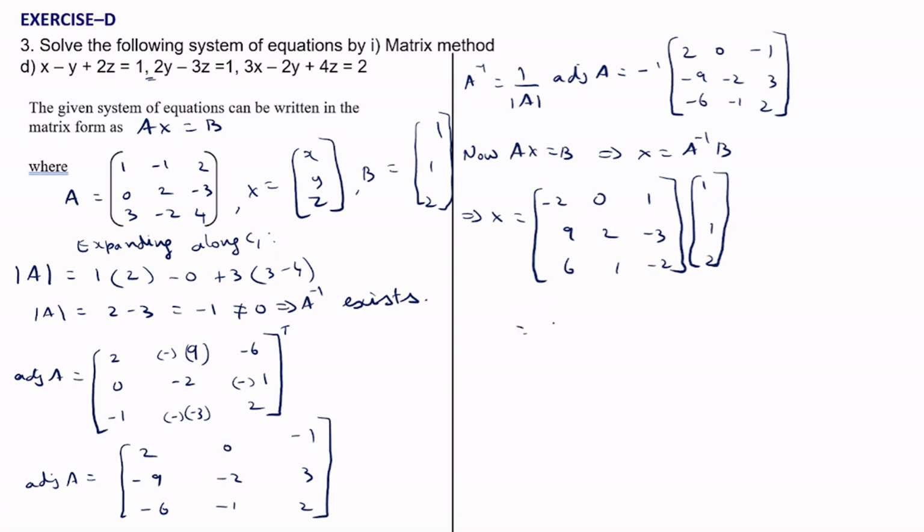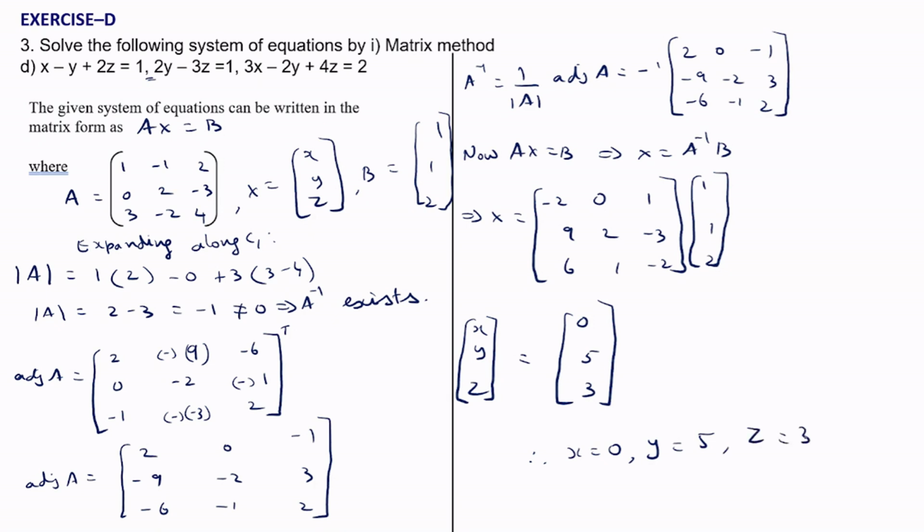So when we multiply, minus 2 plus 2, 0, and then we have 9 plus 2, 11, minus 6, 5, and next we have 6 plus 1, 7, minus 4, 3. So this is the variable matrix x, y, z. Therefore, x equal to 0, y equal to 5, and z equal to 3.